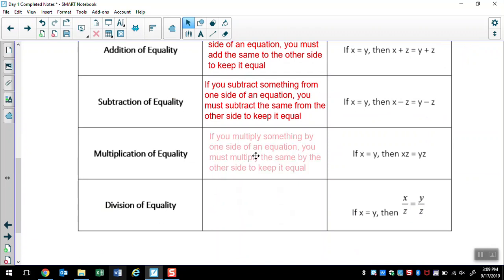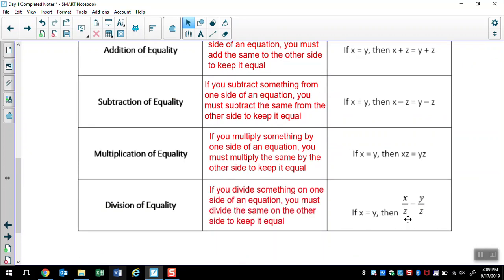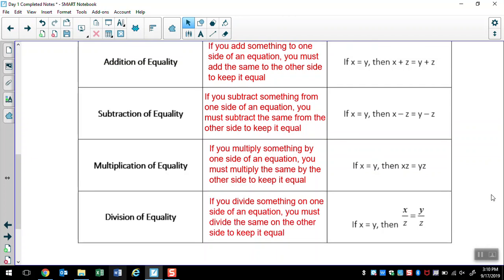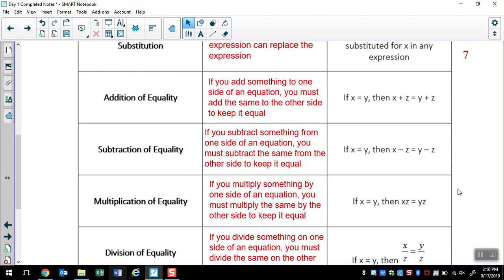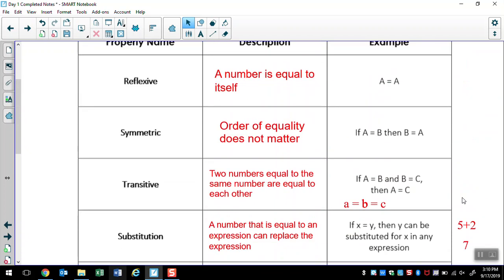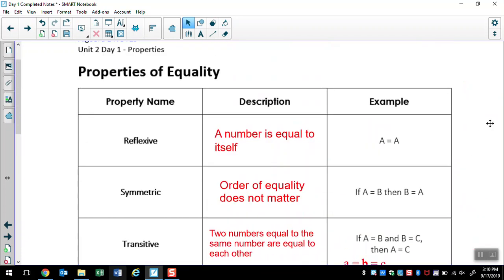Multiplication of equality, again, the same thing. If you multiply something to one side, then you have to multiply to the other side. And then same with division. If you divide one side by something, you have to divide the other side by the same number, again, to keep it equal. So these are all of our equality statements. And then, of course, as we go through our next few lessons, we're going to look at how to justify the steps that we made using all these different properties.